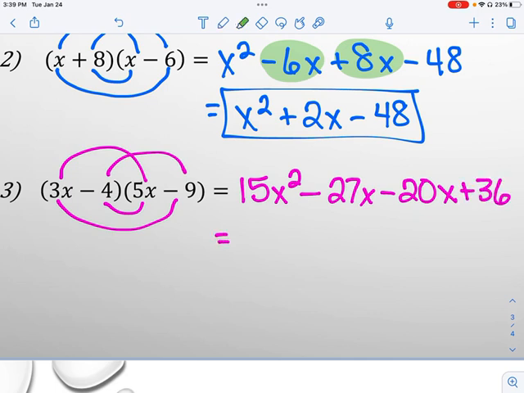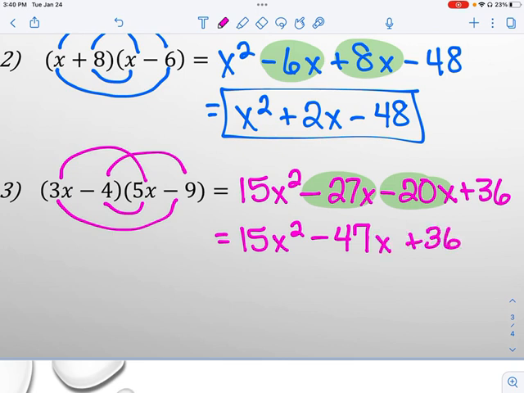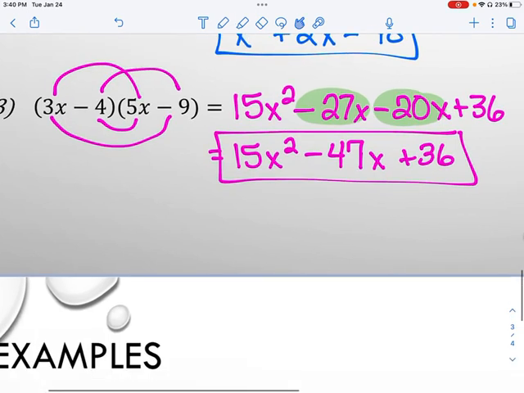We look for what is alike that we can combine, and we have this in the middle. So we have 15x squared. We have negative 47x. And then we have plus 36. And that is how we do FOIL.